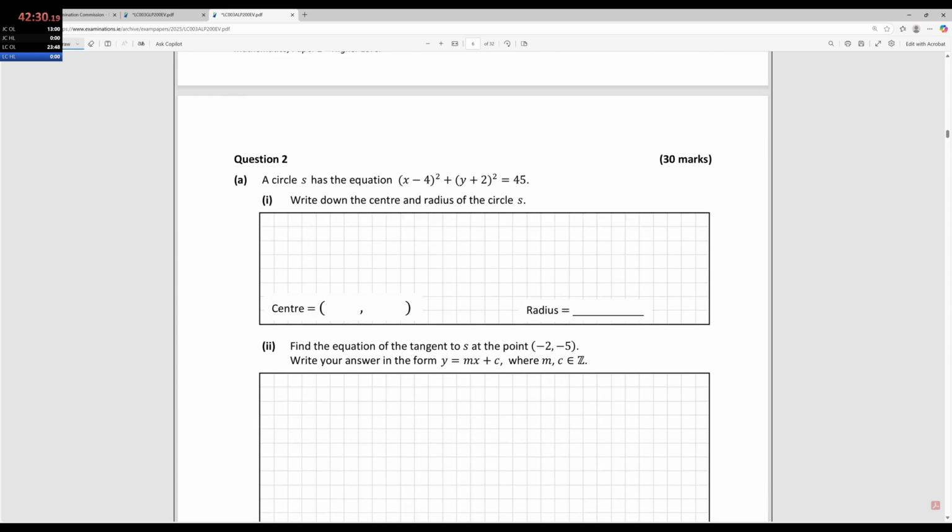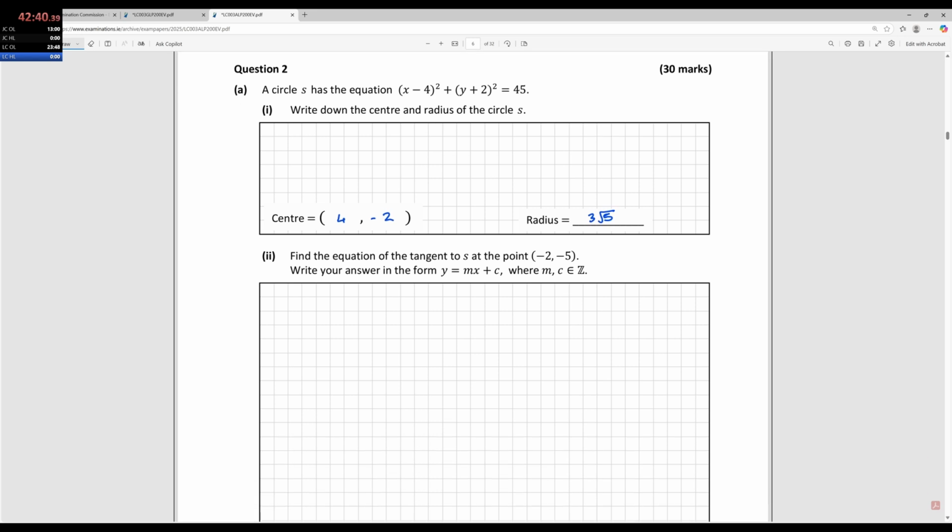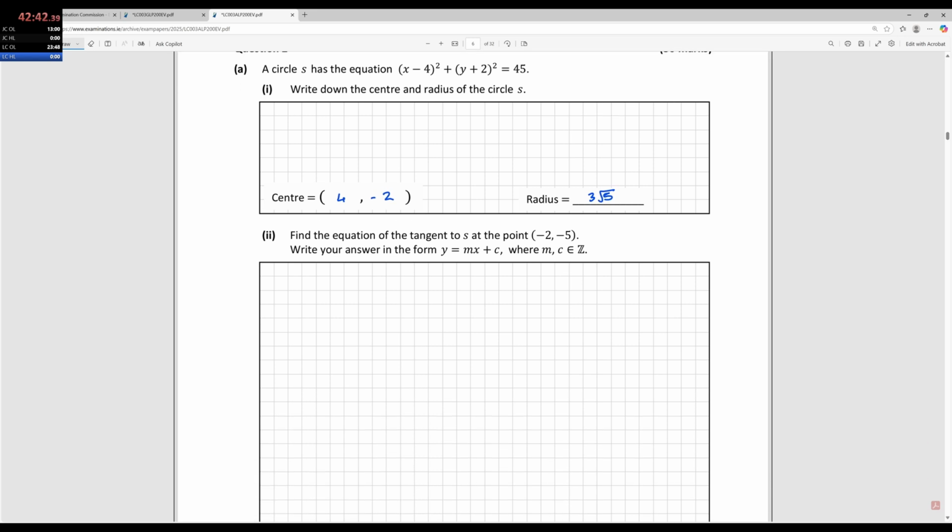Right, the center and the radius, really? 4 and minus 2. In an honors question, that's crazy. The square root of 45 is 3 root 5, I think, because it's 9 times 5, yeah. Find the equation of the tangent to the circle S at the point this.